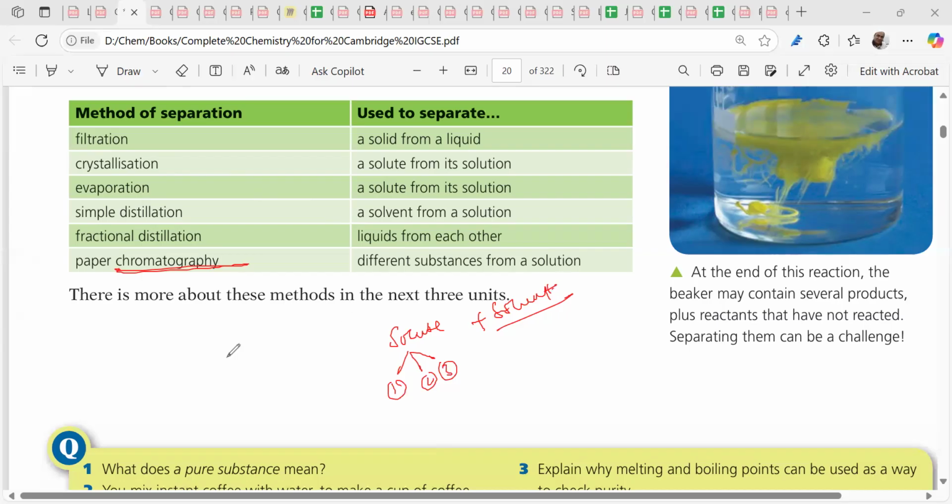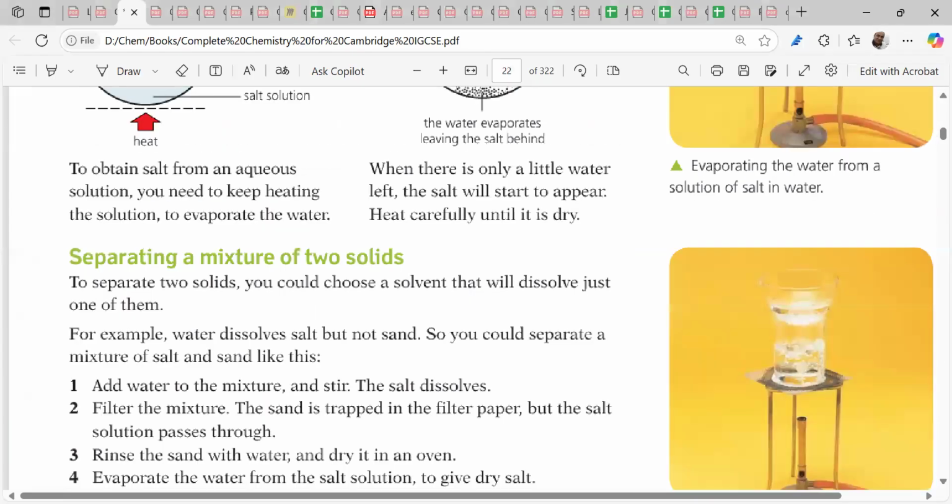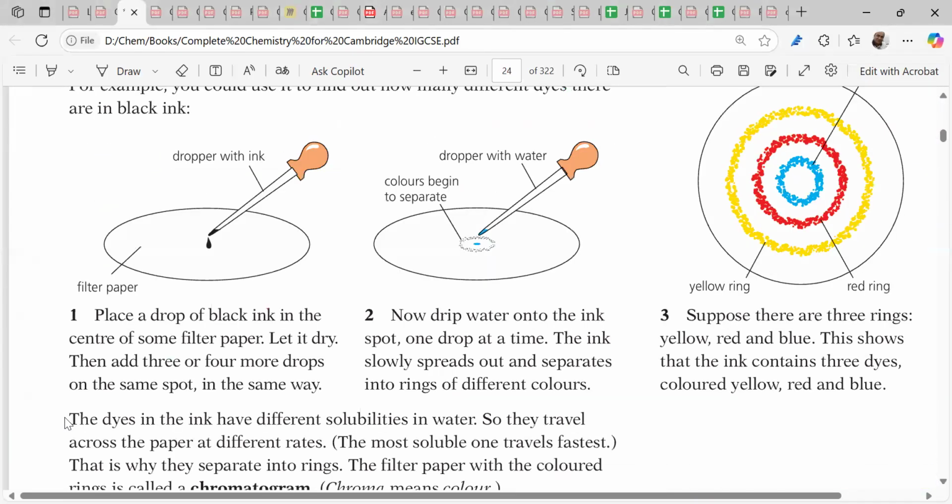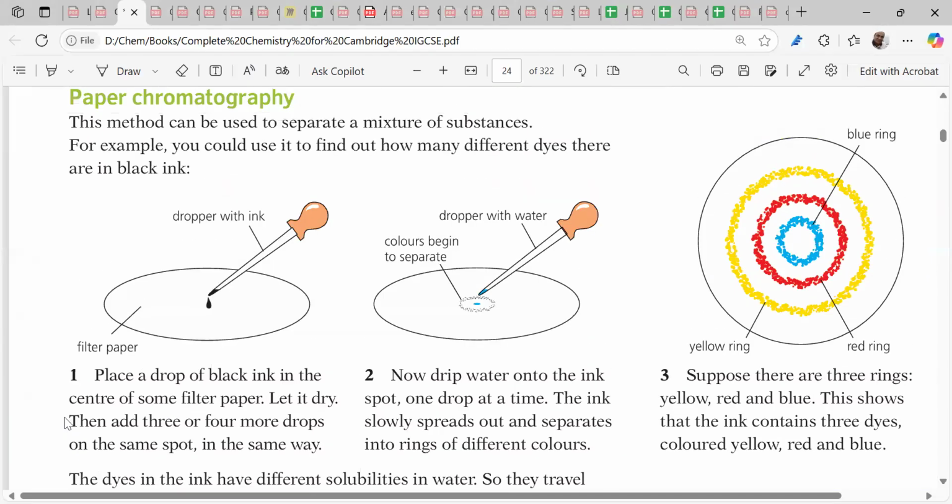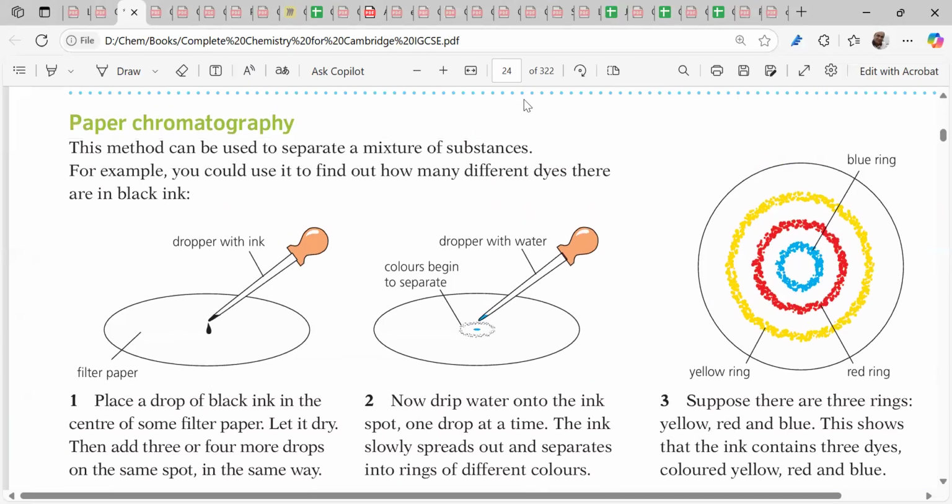Now, in paper chromatography, you have to understand the basic idea. Suppose we are taking ink. What is ink? Ink contains three solutes: red, blue, yellow. Now remember one thing: we take the ink, we drop it and dry it, and after that we add a drop of solvent, that is water.